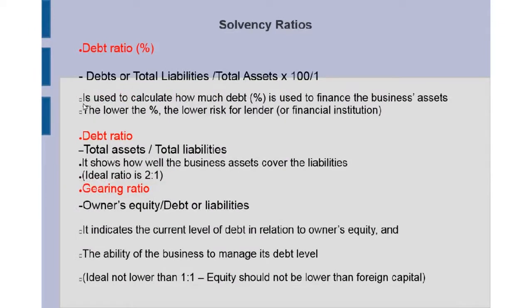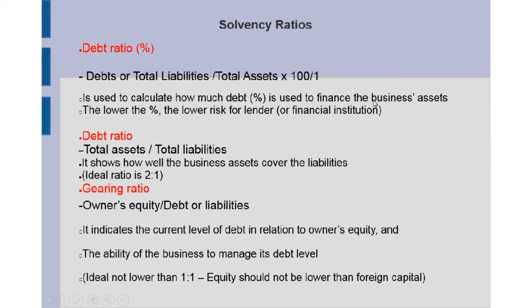Right, the solvency ratios, then the last set of ratios that we're looking at. The debt ratio as a percent: we're going to take the debts or the total liabilities. Remember that debts and debtors are not the same. Your debts are your liabilities and your debtors are part of your assets. So we're going to take the debts or total liabilities divided by the total assets, multiply by 100 over 1 to get our percent.